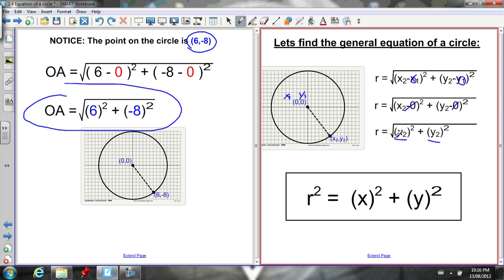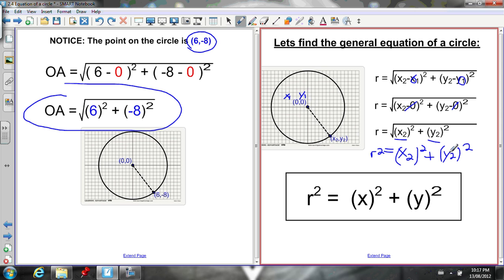Now, to clean this up a little bit, we don't want that big square root sign there. We know the opposite of square rooting is squaring, so we can move that square root sign to the other side by squaring the other side. So we get r squared equals x2 squared plus y2 squared.